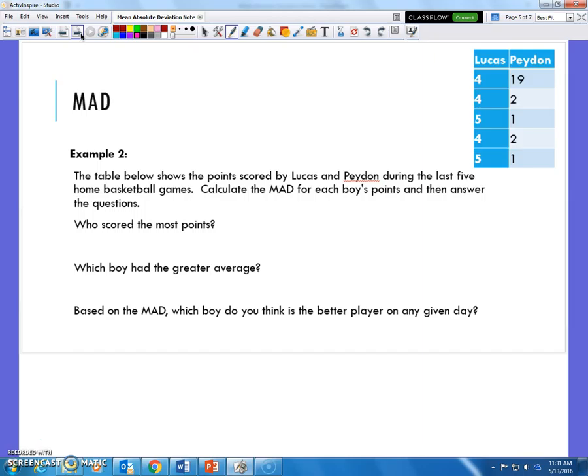Whoever scored the most points, we're just going to add up how many Lucas scored. 4, 8, 13, 17, 22. Lucas scored 22. Peyton scored 19, 21, 22, 23, 24, 25. So Peyton scored the most.